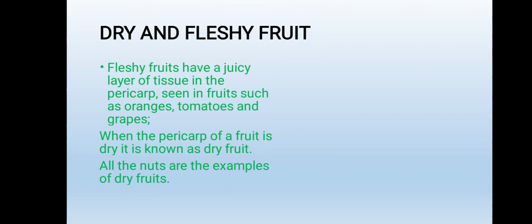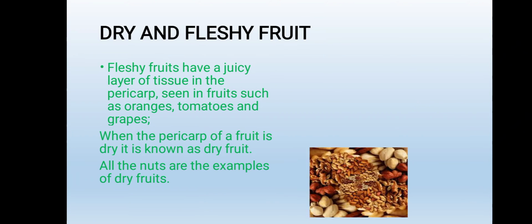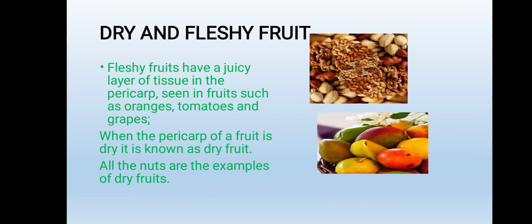So class, this is all we'll be learning for today. In today's lesson, we have learned about dry and fleshy fruit. Fleshy fruit have a juicy layer of tissue in the pericarp, seen in fruits such as oranges, tomatoes, and grapes. When the pericarp of a fruit is dry, it is known as dry fruit. All the nuts are examples of dry fruits.